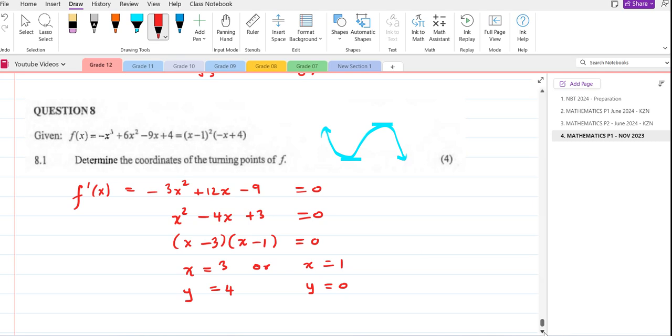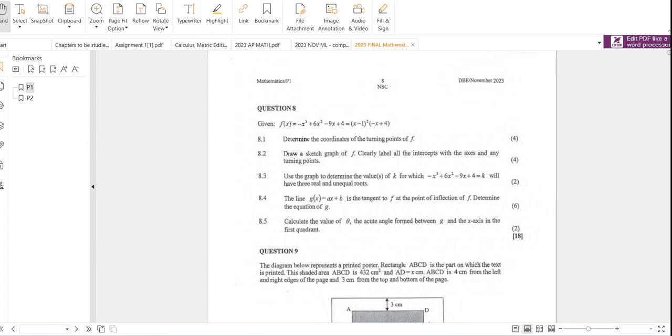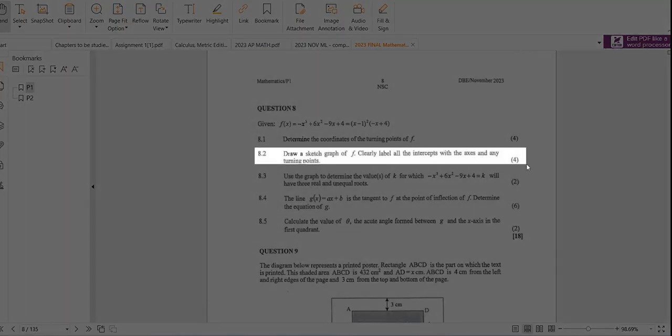So what are the turning points? You can say there's a minimum at (1, 0), and a maximum at (3, 4). So there's a maximum at (3, 4), minimum at (1, 0). These are my turning points. Next one, draw a graph. Right, so let's draw a sketch graph.